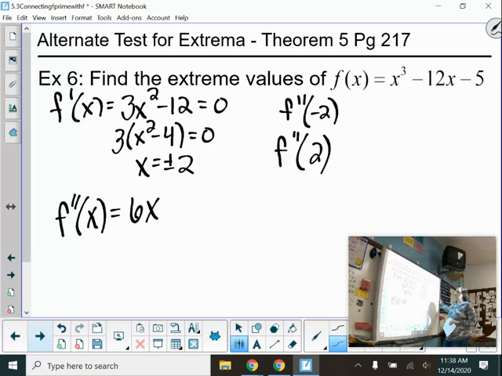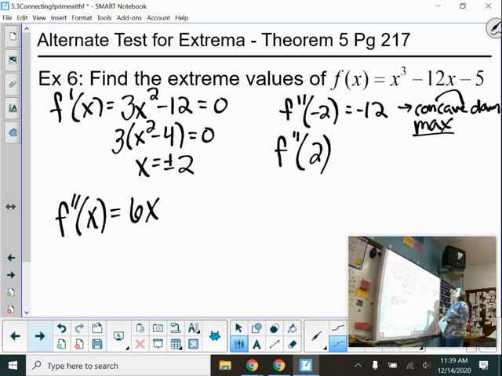We want to take those values that we had for the first derivative and plug them into the second derivative. So if I plug -2 into the second derivative, I'm going to get -12. Since I get a negative number, that means it's concave down. And if you have something that is concave down, that's going to have to be a maximum. So that's the relation there. If the second derivative is negative for whatever value you get when you set the first derivative equal to 0, then that is going to be a local maximum.